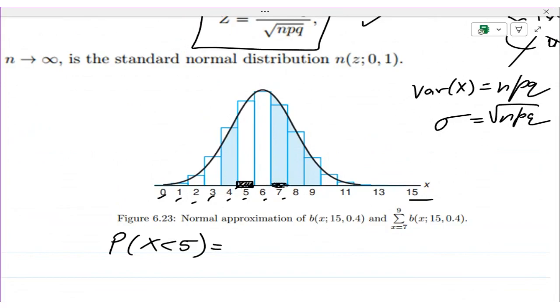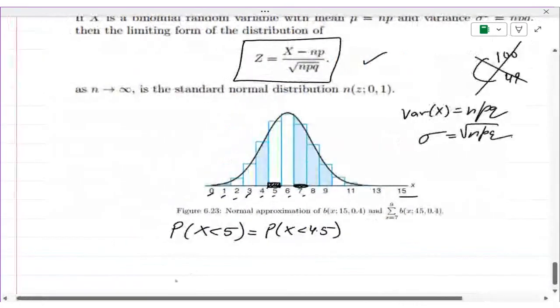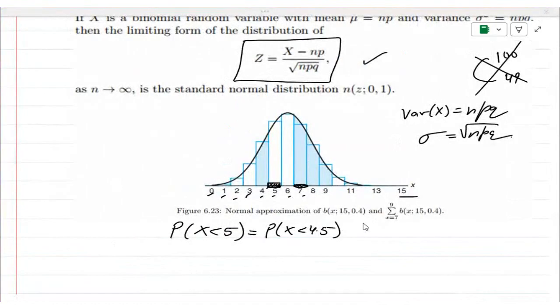Now suppose I am asked to find the probability of x less than 5. Because 5 starts from 4.5, we have to actually find the probability of x less than 4.5. Instead of finding less than 5, we have to find x less than 4.5, because 5 means 4.5 to 5.5. So this thing we have to remember. Let us do some questions, then it will be more clear. So now I will do a question.